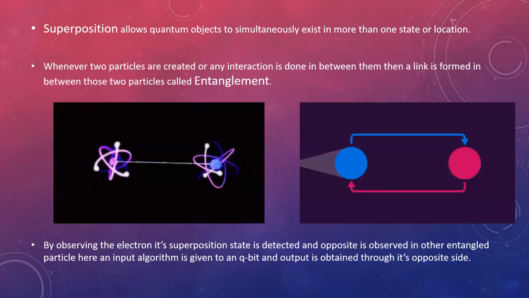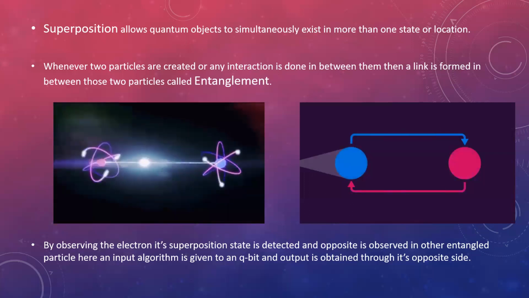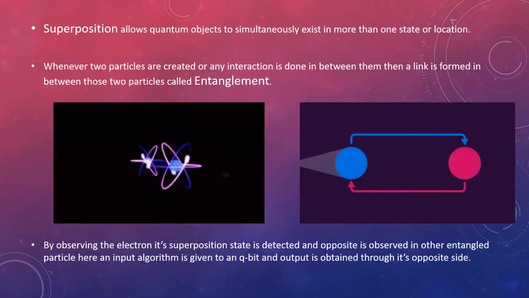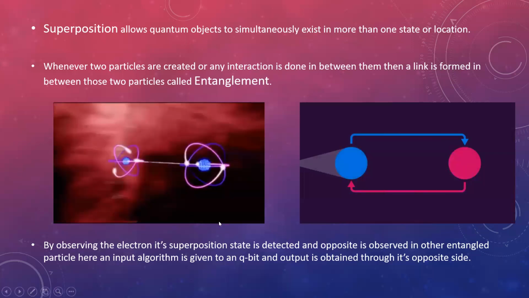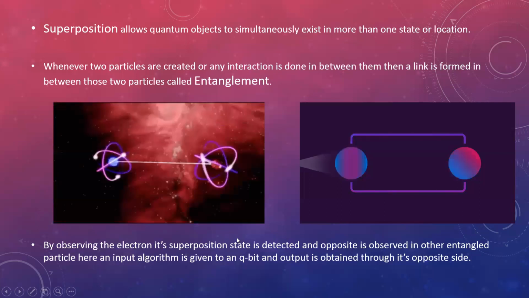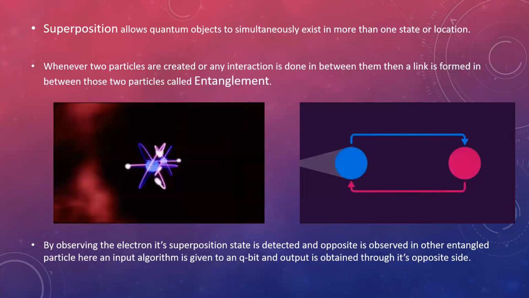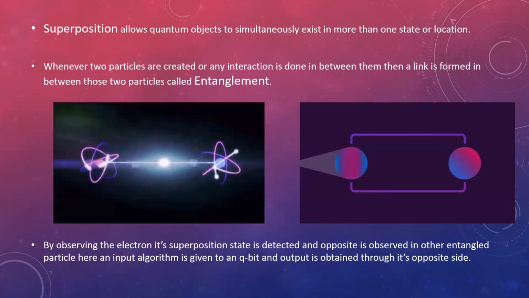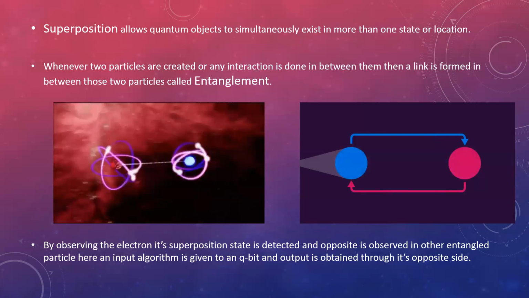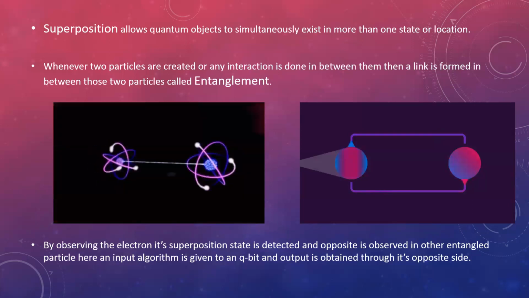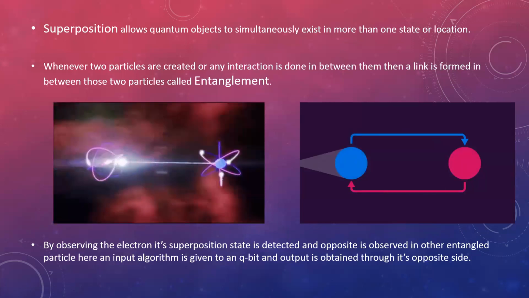Next is entanglement. It defines that whenever two particles are created or any interaction is done between them, a link is formed between those two particles, which is called entanglement. We represented this here. The first figure represents how entanglement works, even if the two entangled particles are separated by millions of kilometers, millions of light years. Let us consider two quantum particles that are already entangled, with one placed on one side of the Milky Way and the other placed on the other side of the Milky Way. So the distance between them is almost infinite.